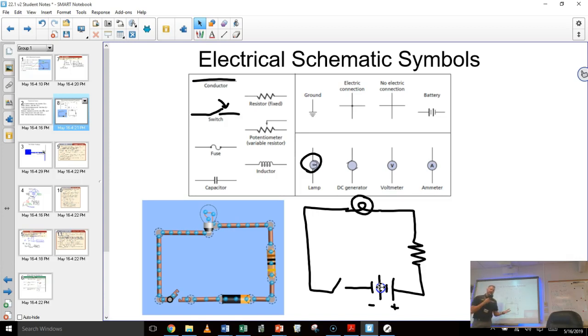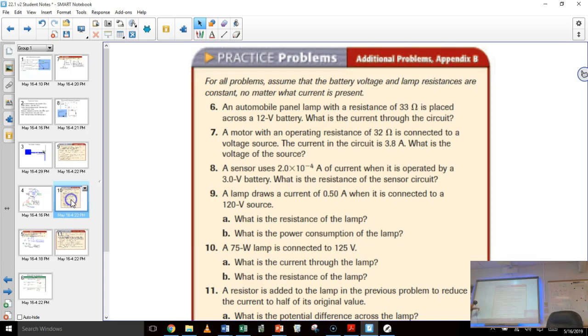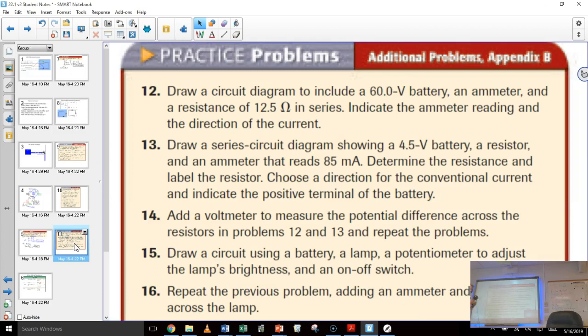So there's a schematic representation of this simple circuit that I made a little bit earlier, to show you how schematic symbols are used by engineers and technicians to show what's happening versus what it actually looks like. I've got a few more questions that we'll probably do during class in the coming days. So that's why these are stuck on the end.